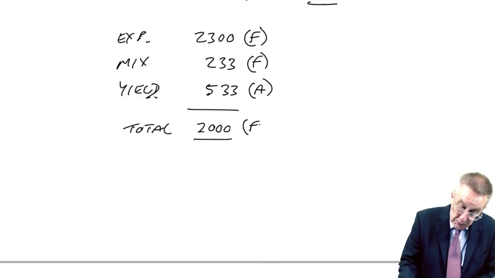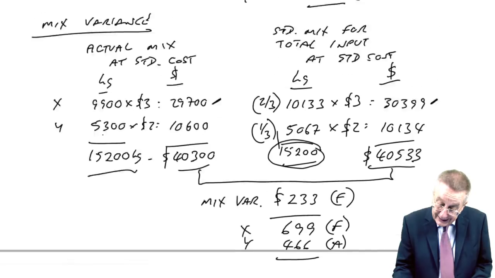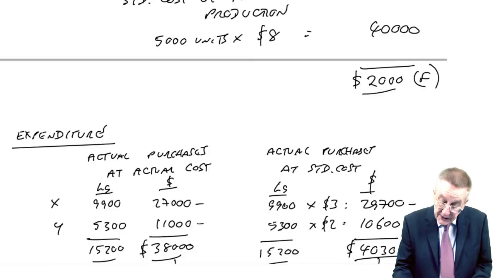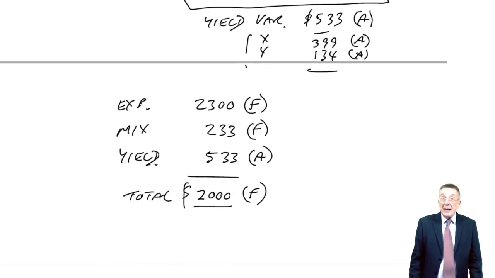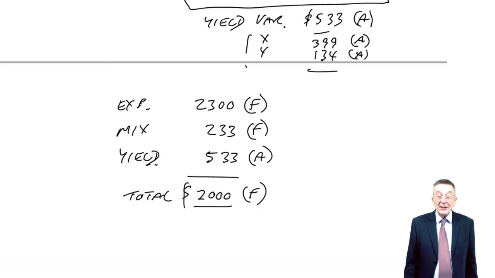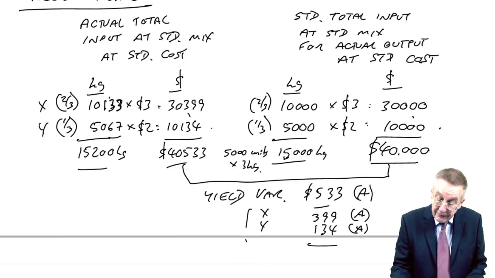2,000 favourable, which I think was what we got at the very beginning. Ages ago, yes, 2,000 favourable. So it does check. I did say at the beginning, only do what's required. If you're not asked for the total, don't bother wasting time calculating the total. It has to be expenditure, mix and yield. And see what's happened. Follow it through.